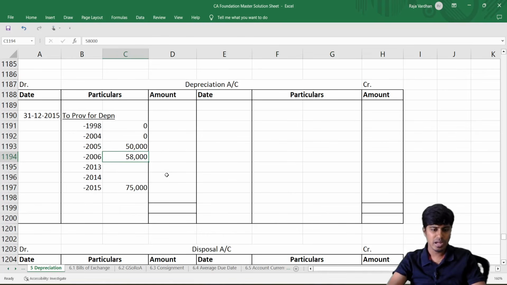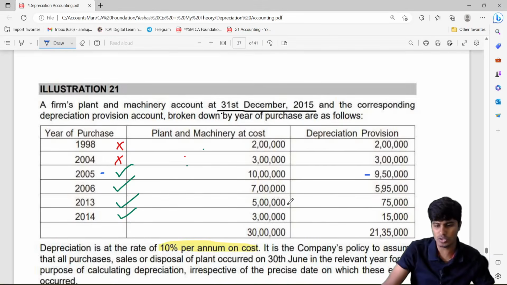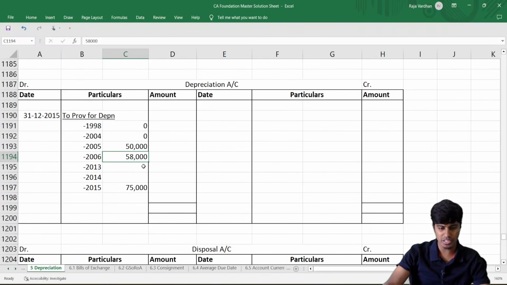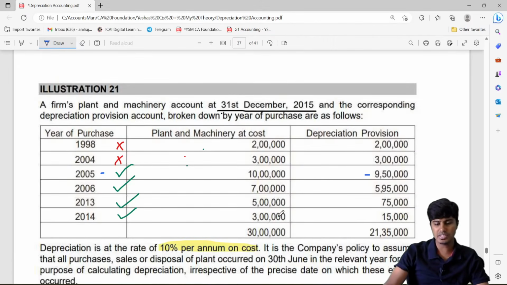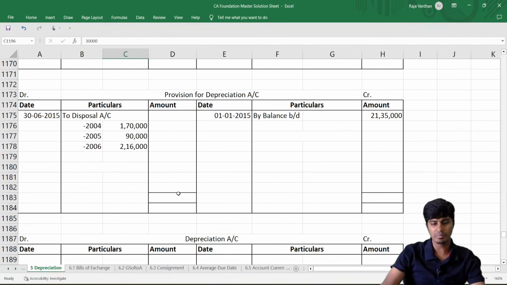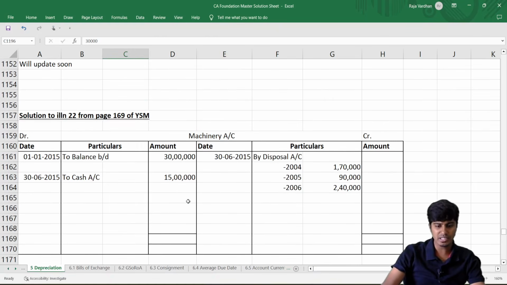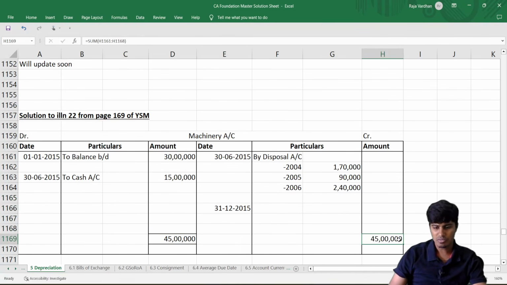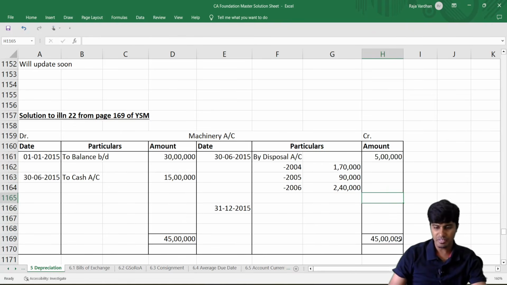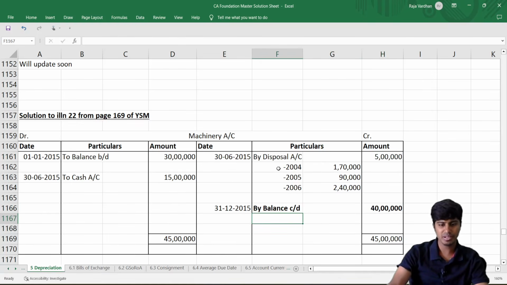58,000. And for 2013 asset, it is not sold and there is nothing happening. On entire 5 lakh, we need to provide 10% depreciation, that is 50,000. And on asset purchased in 2014, 3 lakh by 10%, entire year 30,000 depreciation. Done. So asset account where everything else is written, purchase is also done. All we need to do is identify the closing balance. 45 lakh, 45 lakh. Here total is 2 lakh 40 plus 90 is 3 lakh 30, 4 lakh, 5 lakh. If I deduct 5 lakh, I'll get 40 lakh. This is the original cost of the asset as balance sheet figure.